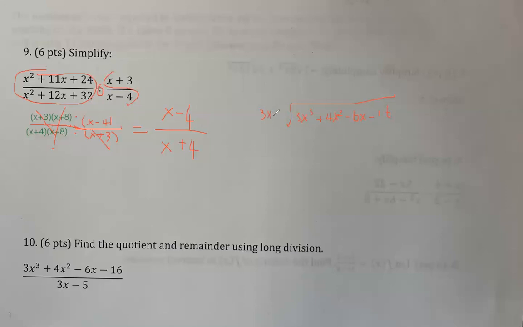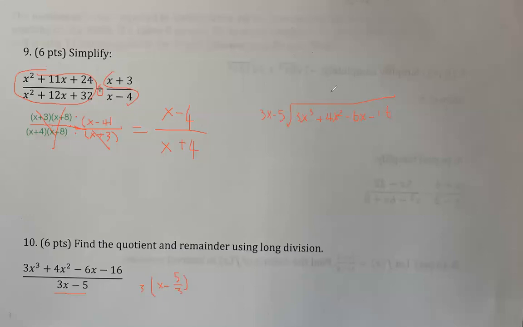Some of you try to use short division. Remember, when you use short division, you have to change 3x minus 5. You have to factor out 3. You have to write it as x minus 5 over 3, right? Then the number you're using would be 5 over 3, right? Let's do long division here.